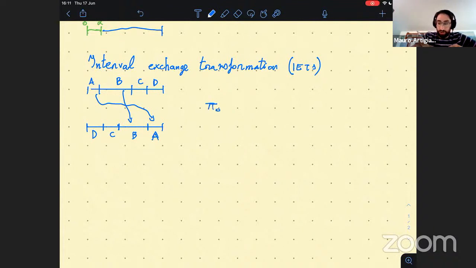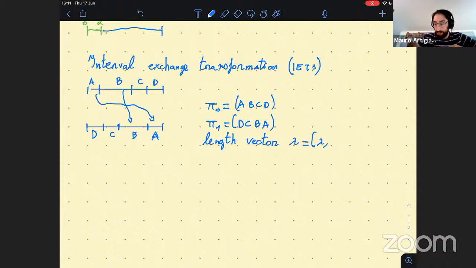So I have a permutation π0, which in this case would be A, B, C, and D. I have a permutation π1, which in this case is D, C, B, A. And then I have the lengths of the intervals, so I have a length vector, lambda, which in this case has 4 entries. But usually what you ask is that your interval is of length 1, so this lives in the simplex. So usually one asks that the sum of the lambda alpha is equal to 1. And this is not incredibly important.